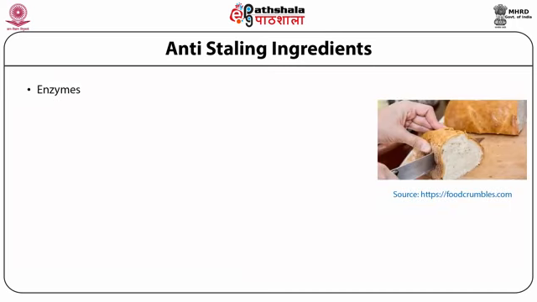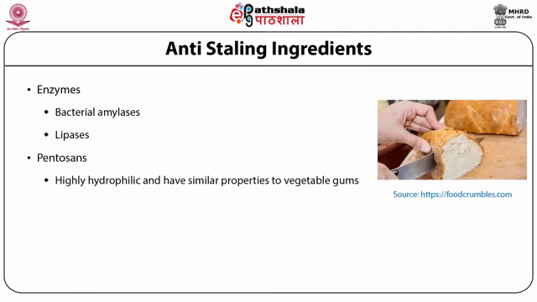One is enzymes, the examples being bacterial amylases and lipases. The next anti-staling ingredient is pentosans, which are highly hydrophilic and have similar properties to that of vegetable gums. As a result, they will retain moisture in the product and not allow the moisture to evaporate, thus extending the shelf life of the product and keeping the product softer for a longer period.